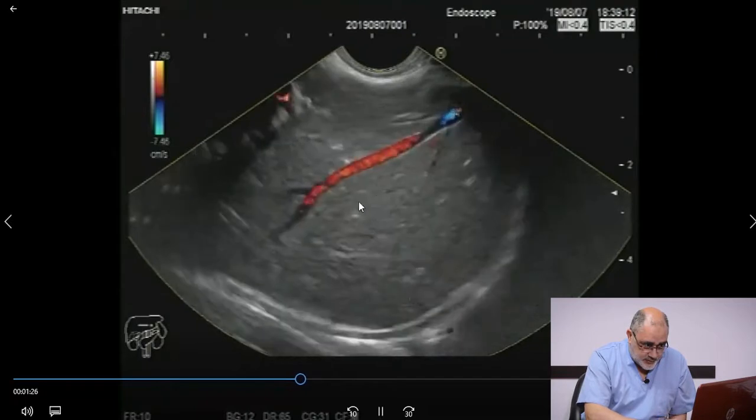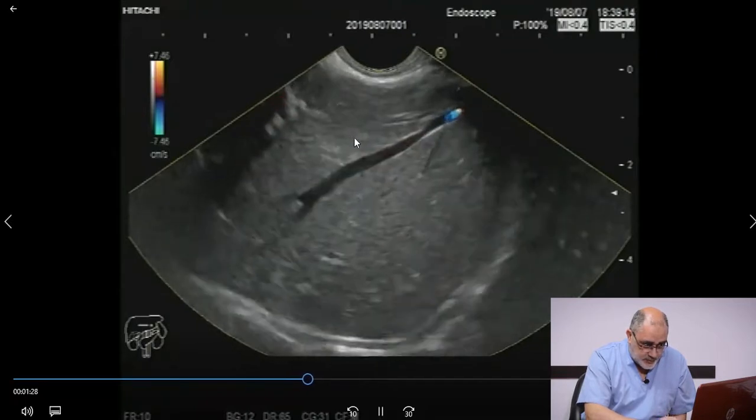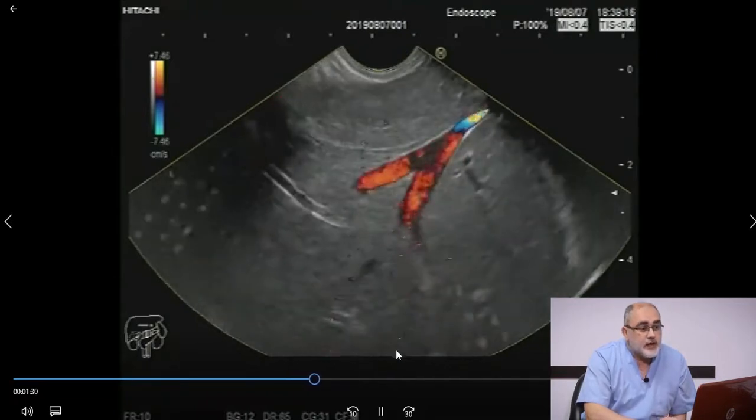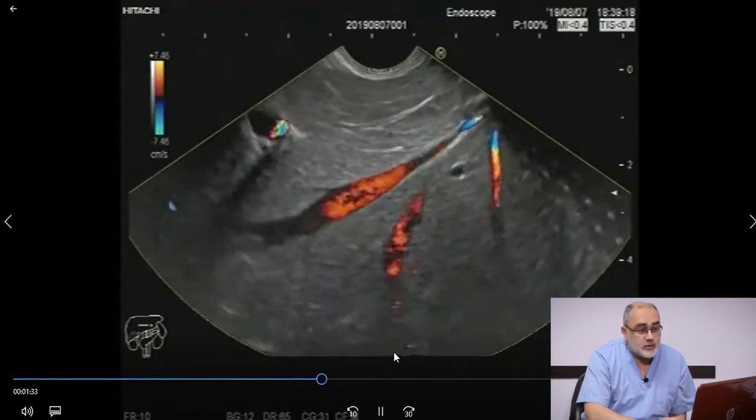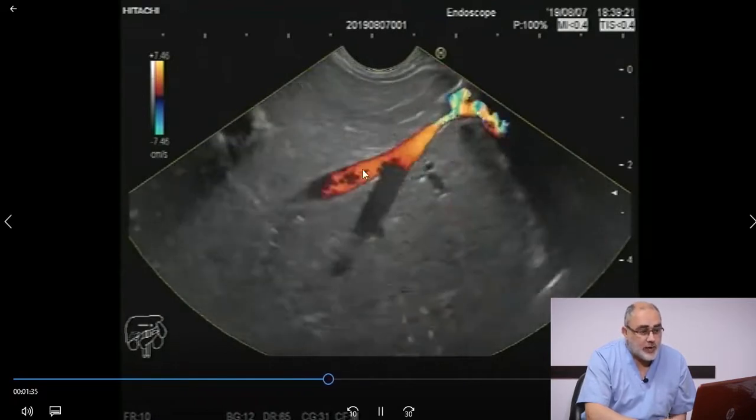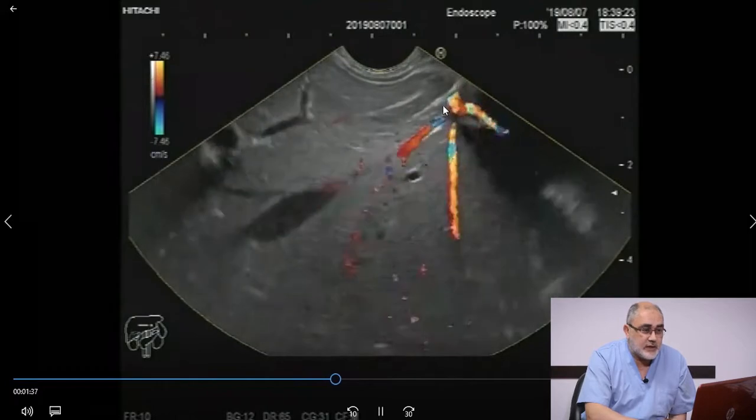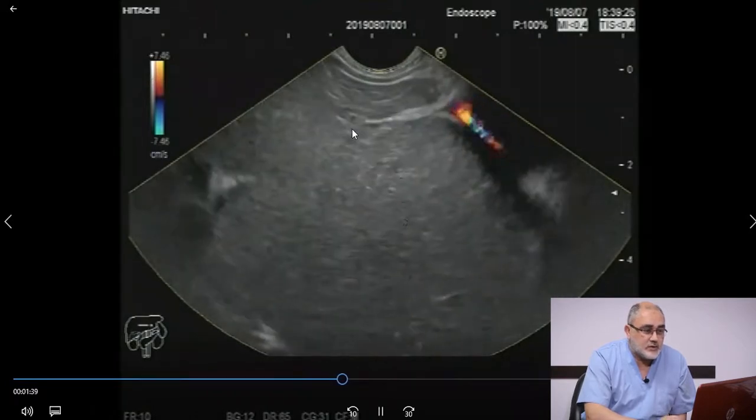Okay, this is the left hepatic vein, segment 2 and segment 3. Then we will do the opposite, clockwise rotation. Clockwise rotation, we go back to the middle hepatic vein and inferior vena cava and the ligamentum venosum.